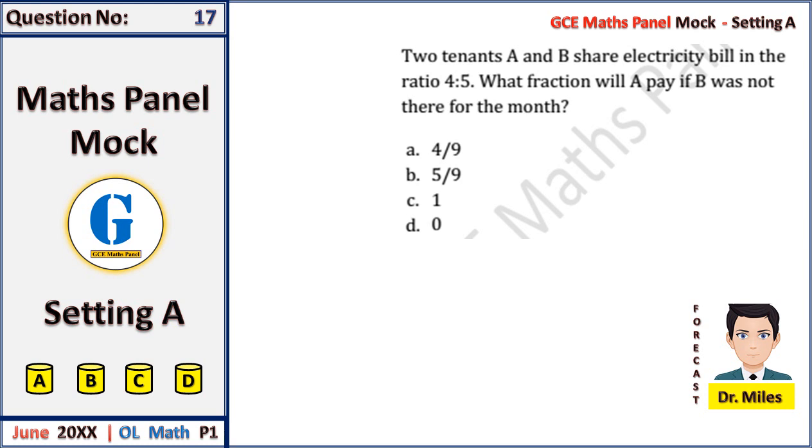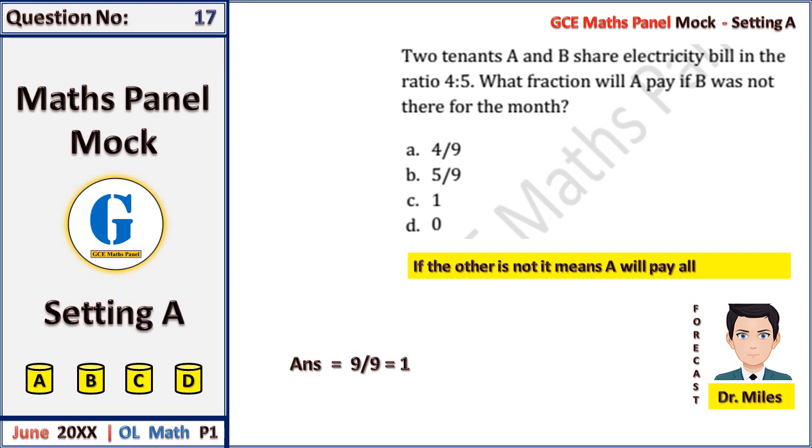2 tenants A and B share electricity bill in the ratio 4:5. What fraction will A pay if B was not there for the month? This question is direct because if B was not there for the month, then the other person has to pay everything. In this case, it's going to pay 9 over 9, or 1.